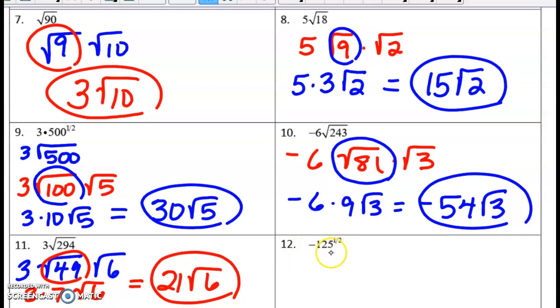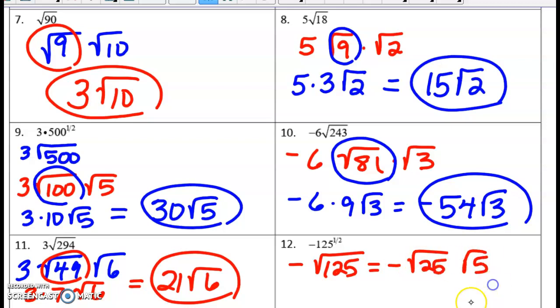This last one's intriguing because the only thing that's being raised to the 1/2 is the 125, not the negative. And if we had parentheses, it'd be different. The highest perfect square that goes into 125 is 25, and it divides in 5 times. And I know the square root of 25 is 5, so I get -5 root 5, and then I'm done.